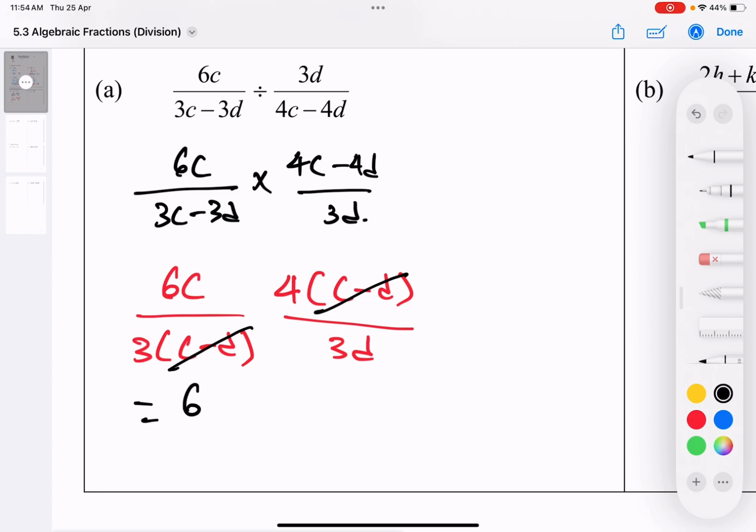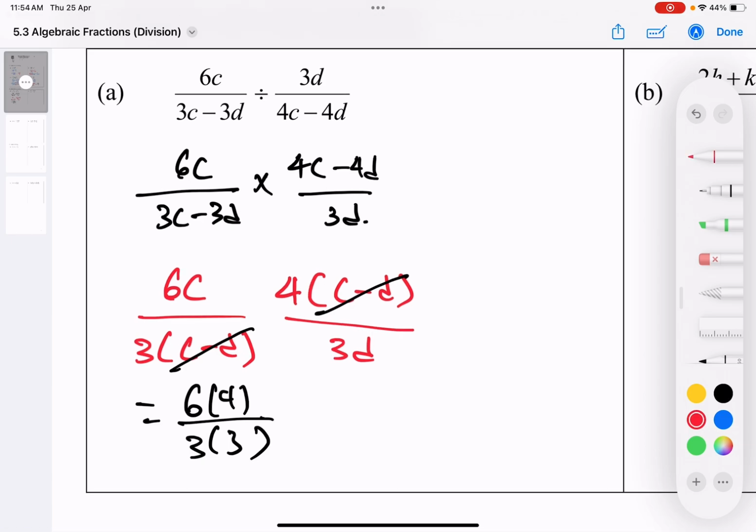What is 6 times 4 divided by 3 times 3? This you can enter in the calculator. What are the alphabets that are left behind? Just c and d. So enter in your calculator 6 times 4 divided by 9, and that will give you 8 over 3. So the answer is 8c over 3d. That's all. Just use your calculator to simplify this one for you.